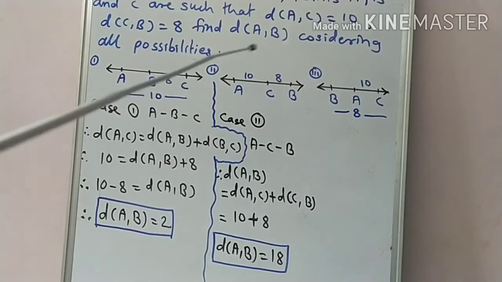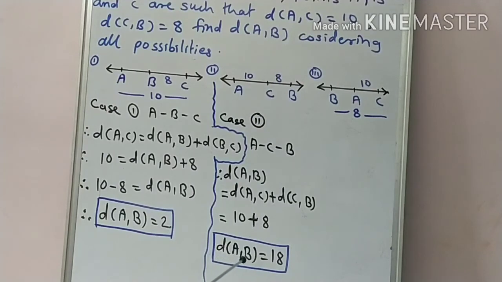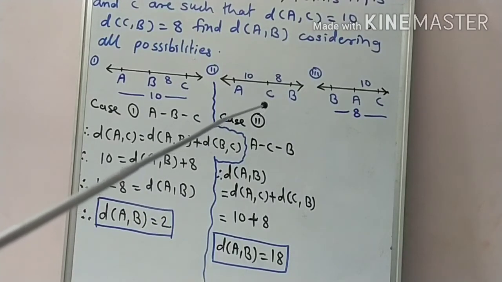So in this case, for the second possibility, the value of distance between AB is equal to what? 18. In the first case, first possibility, if B is in between A and C, the distance AB is what? 2. But if point C is in between A and B, then the distance between points A and B is what?